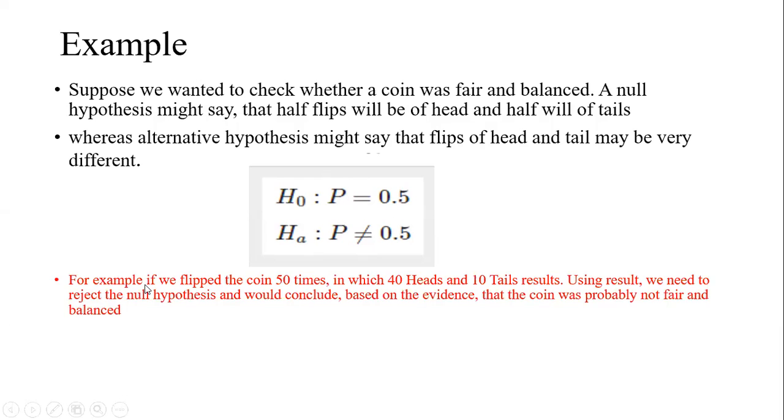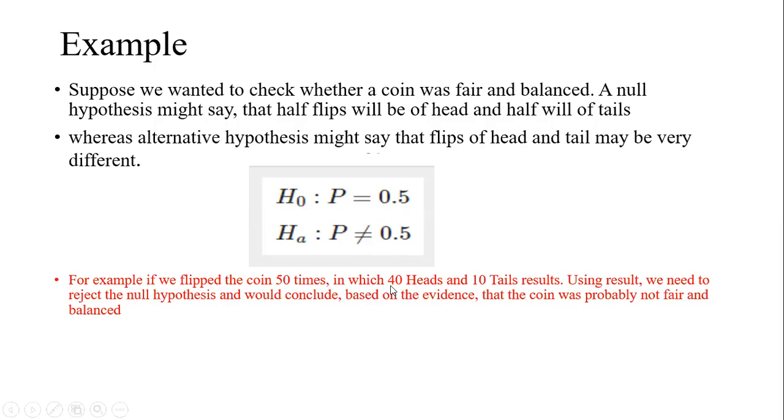For example, similar to this, someone has flipped a coin 50 times, in which he has obtained 40 heads and 10 tails. So all the 50 times he has obtained 40 heads and 10 tails, not the halves. It is more than half. So that means we can't go for the null hypothesis. We have to reject the null hypothesis, and we have to go for this one. The probability of flipping and obtaining heads or tails is not equal to half.